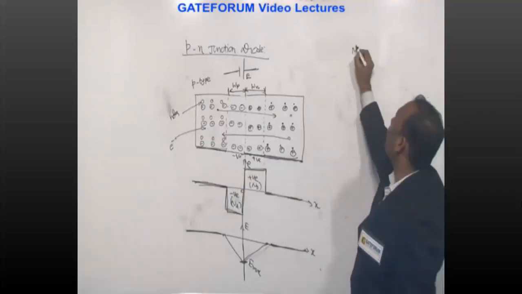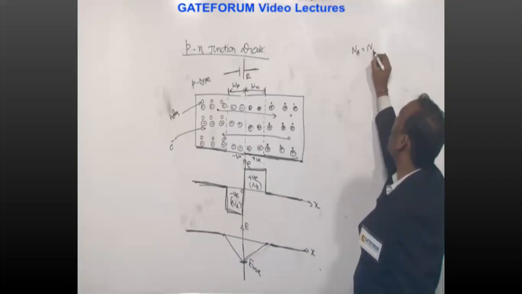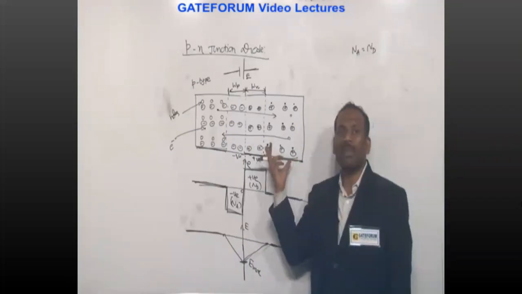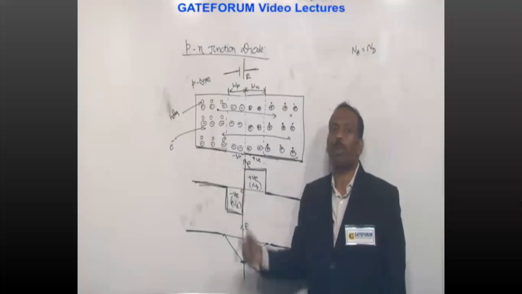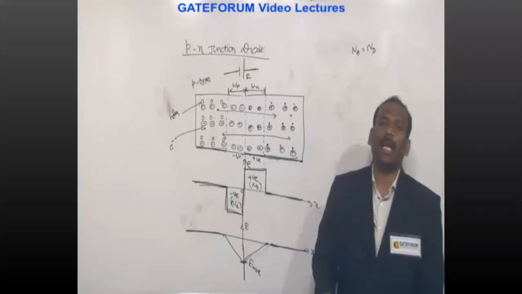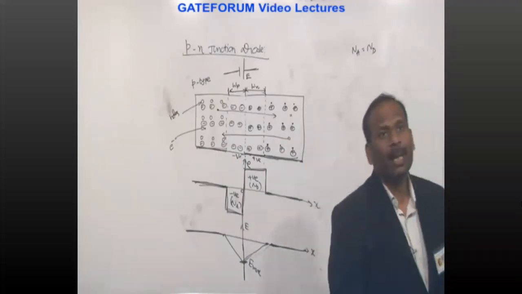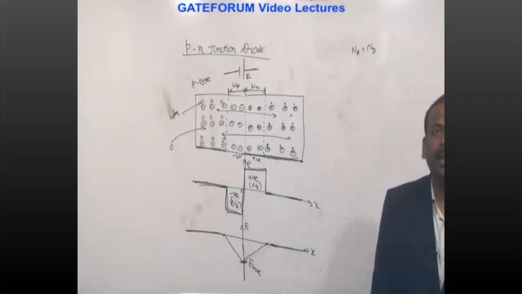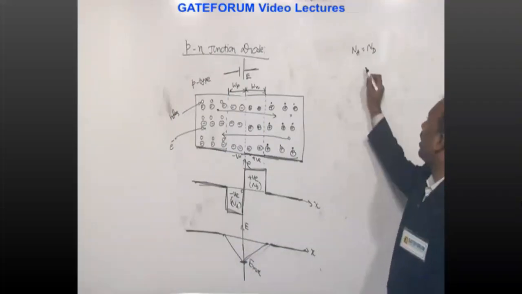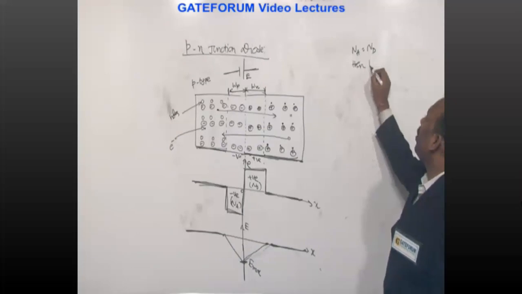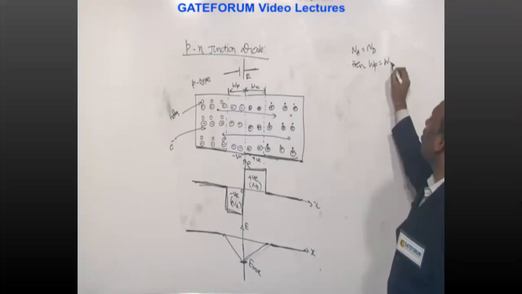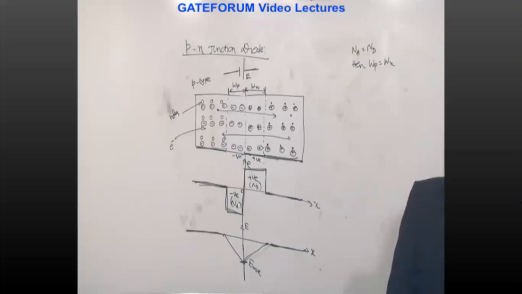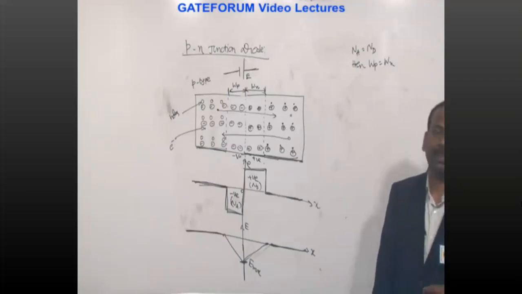If acceptor impurities equal donor impurities, that means the amount of doping in the N-type semiconductor and the amount of doping in the P-type semiconductor are equal, either side, then WP equals WN. That means the width of the depletion layer is equal in the P-type and N-type semiconductor.